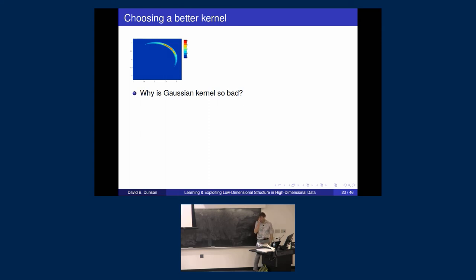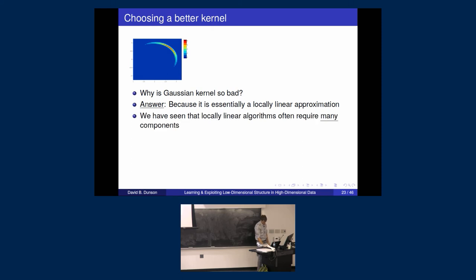Okay, so why is the Gaussian kernel so bad? It's essentially a local linear approximation in this case, and so a Gaussian is going to be like elliptical contours around a plane. And so if we have something that's like this, we need lots of planes. And it's just not going to do very well for the reasons we showed in our covering theory. So the local linear algorithms are going to require a lot of components. And so that was the motivation for spherelets.